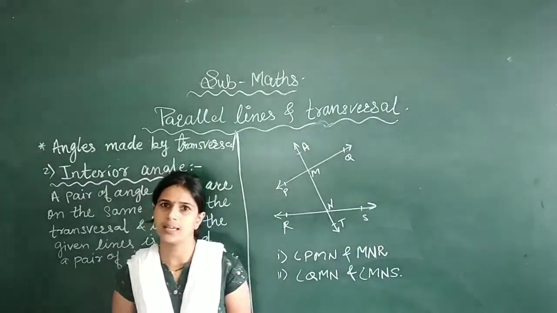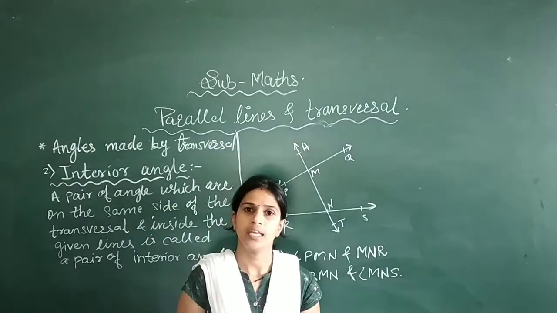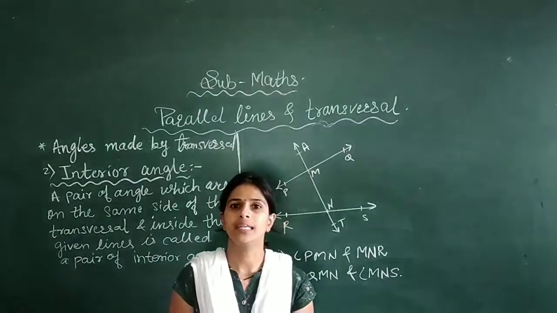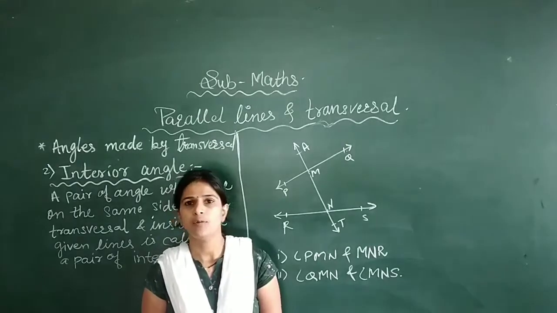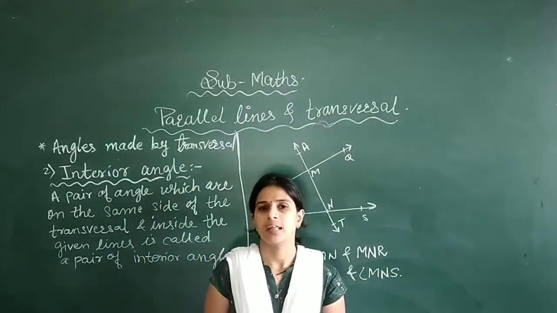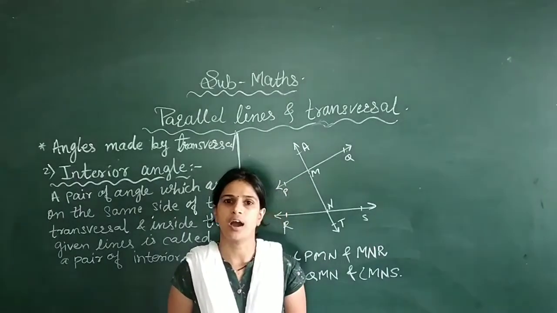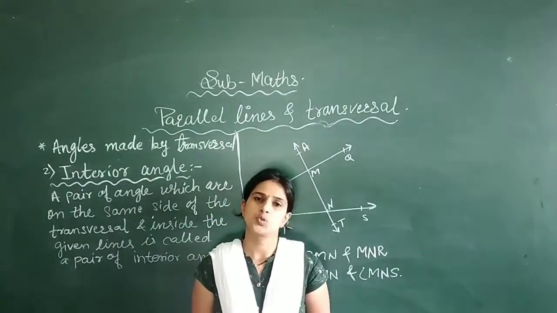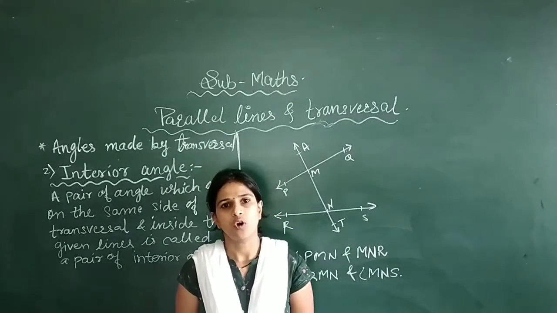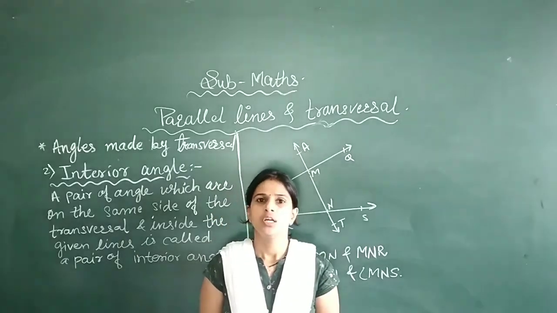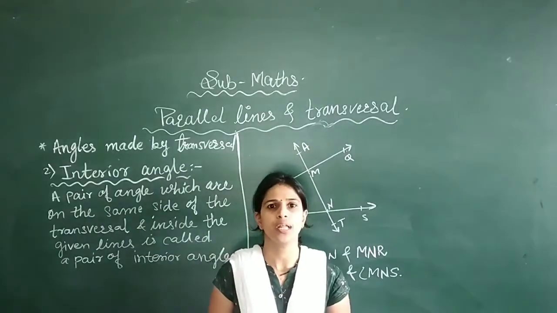In the last lecture we started our lesson number 2, that is parallel lines and transversal. What are parallel lines? Parallel lines means two lines which are in one plane but do not intersect each other are called parallel lines. And what is the meaning of transversal? Transversal means if two lines are there and one line intersects these two lines in two distinct points, it is called a transversal. In the last lecture we also discussed corresponding angles.